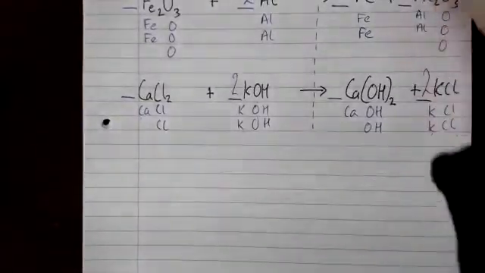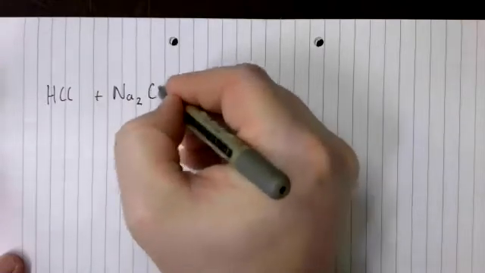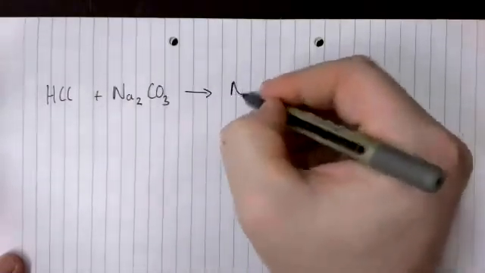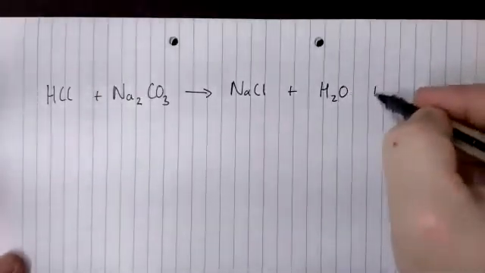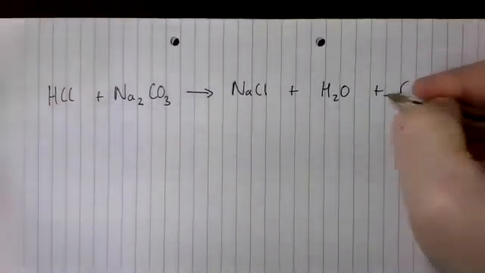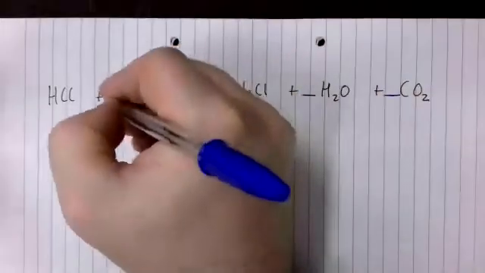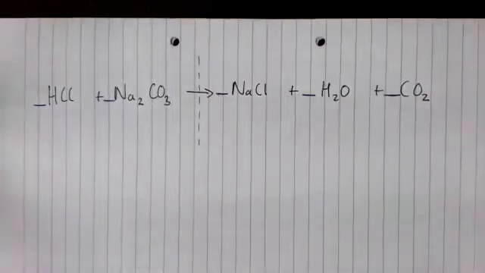Right, and one last one. So I'm just going to do this one on the side because this takes a little bit more room. So let's take this example. So if we've got HCl plus Na2CO3 arrow NaCl plus H2O plus CO2. Okay, so first thing, remember, we can only put a number in front of these things. So I'm just going to put my little lines in there. We need to balance one side of the arrow to the other.